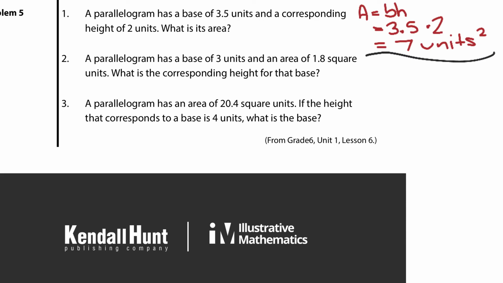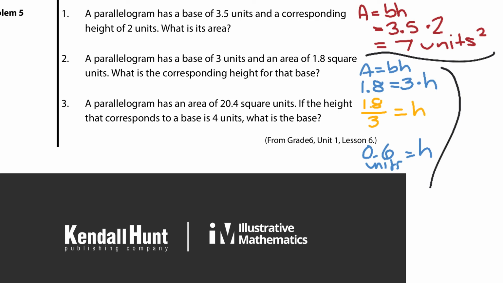In question 2, a parallelogram has a base of 3 units and an area of 1 8/10 square units. What is the corresponding height for that base? Well, if I have an area of 1 8/10, that's going to equal our base of 3 times our height. What I can do here to finish this is to actually take our 1 8/10 and divide it by 3 to get that height. When I take 1 8/10 and divide it by 3, I get 6/10 units for that height.